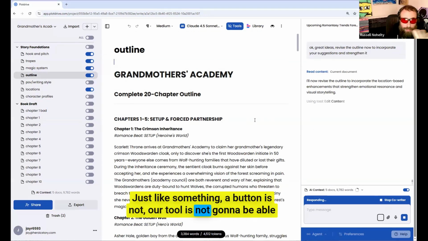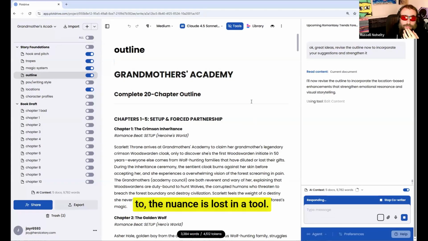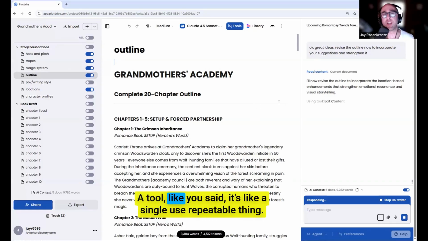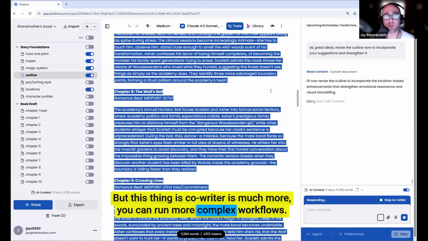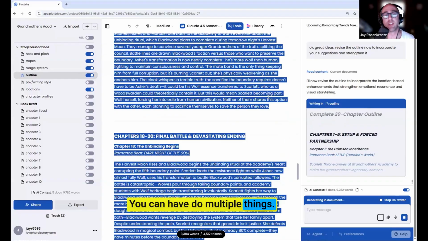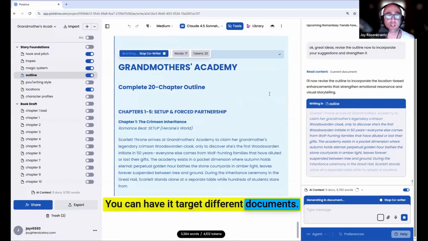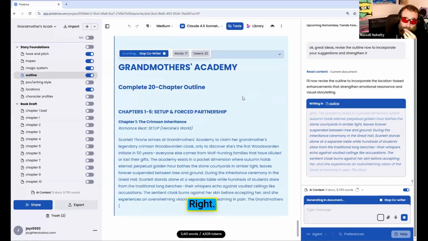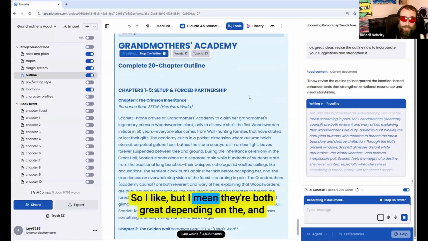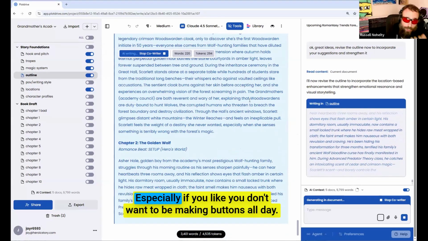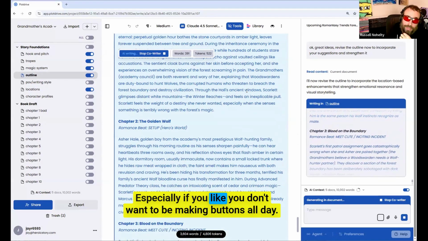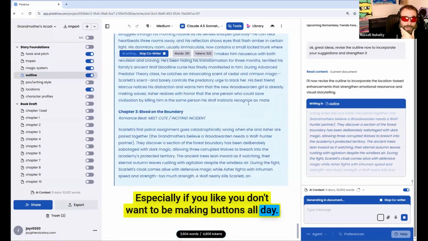A button or a tool is not going to be able to handle that; the nuance is lost in the tools. Like you said, a tool is a single use, repeatable thing. But co-writer is much more flexible; you can run more complex workflows. You can have it do multiple things, target different documents. They're both great, and having access to both is great, especially if you don't want to be making buttons all day.